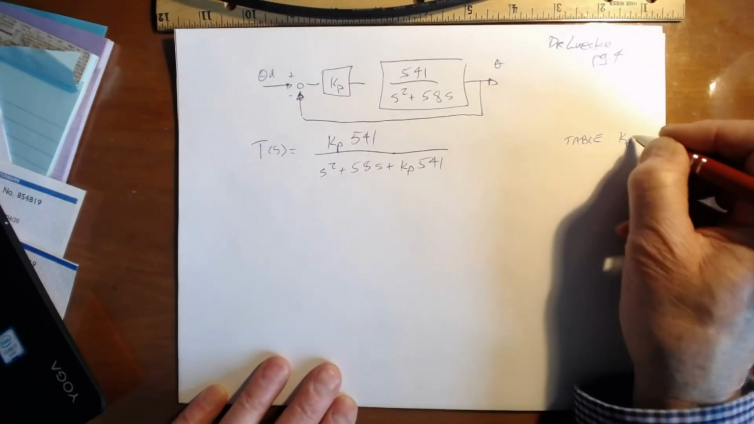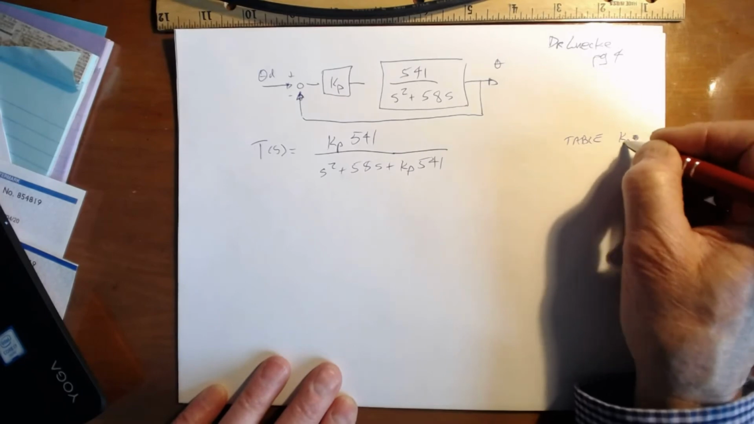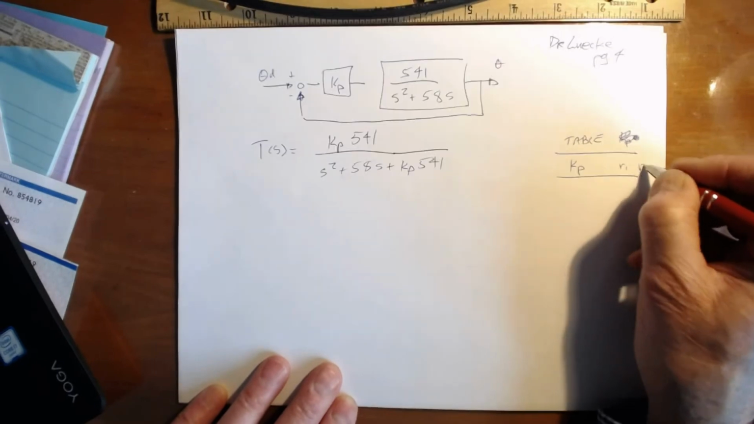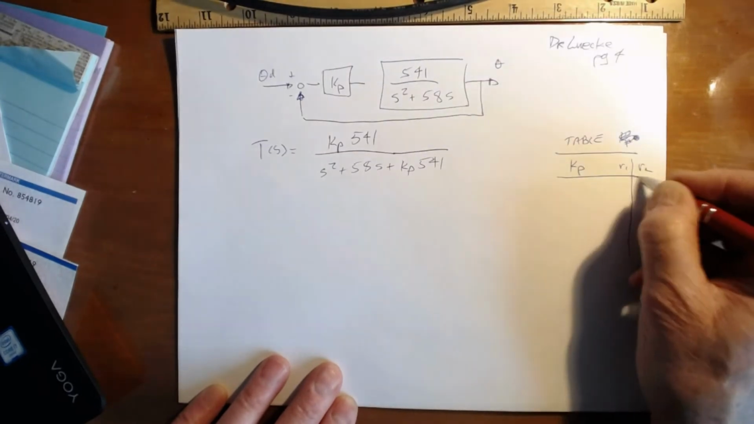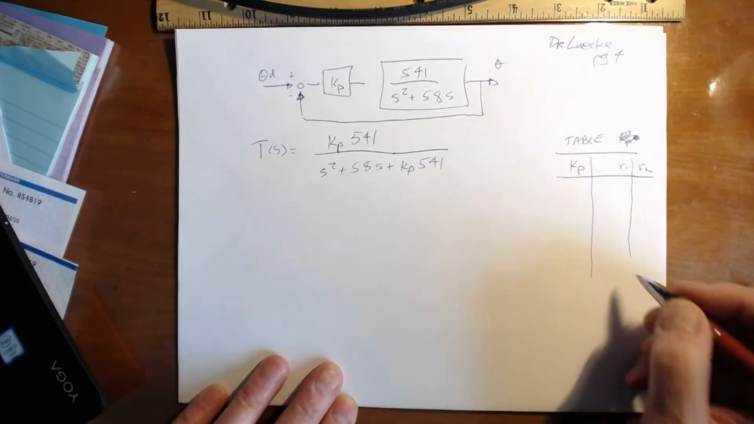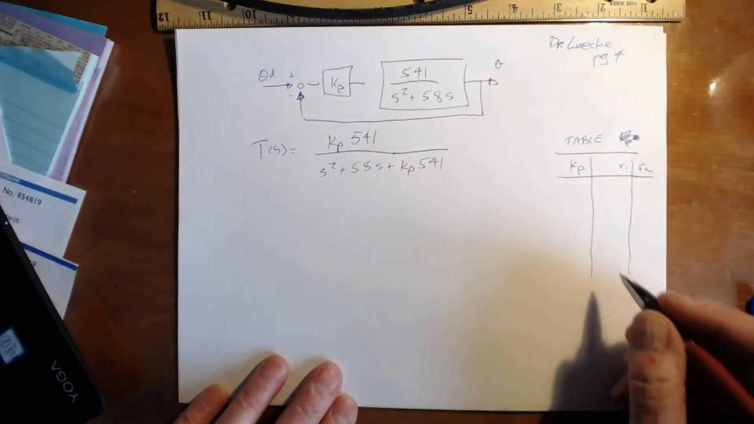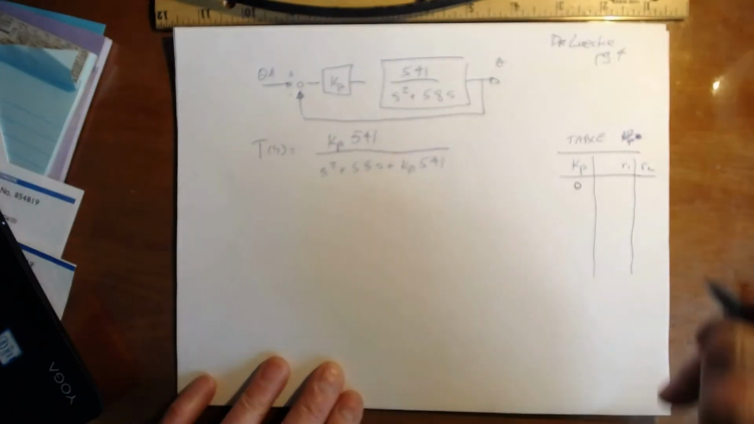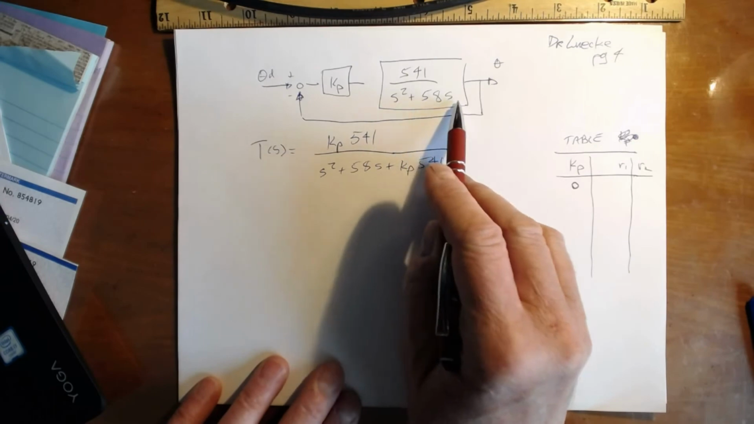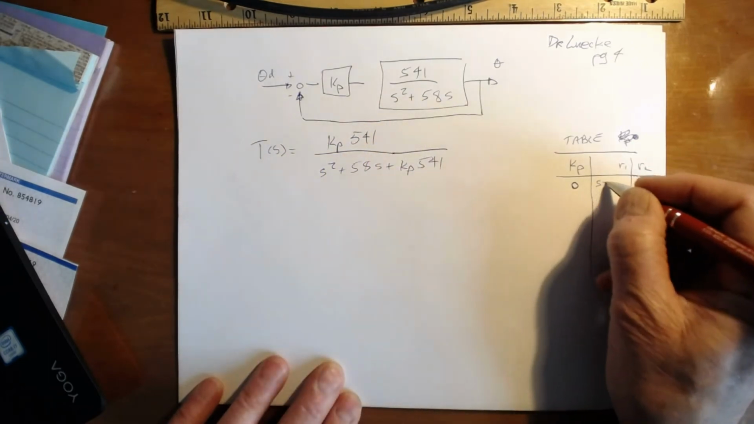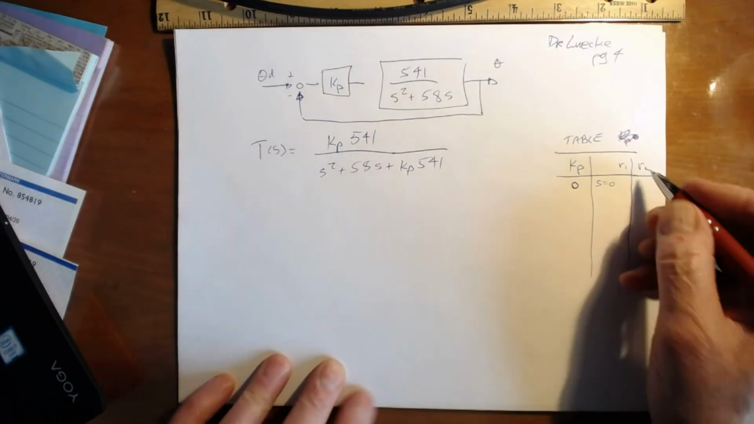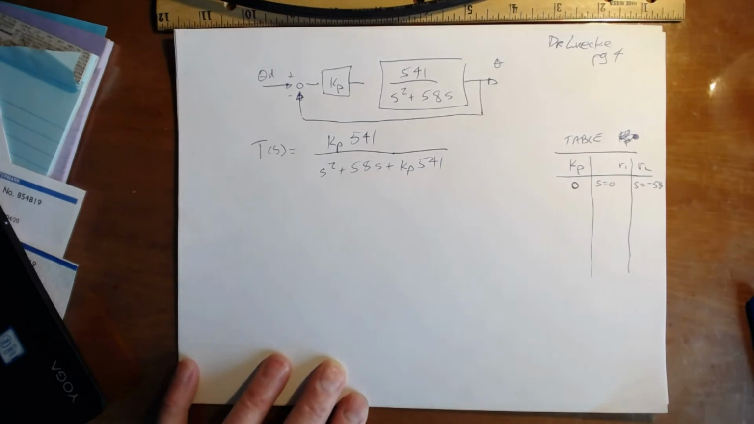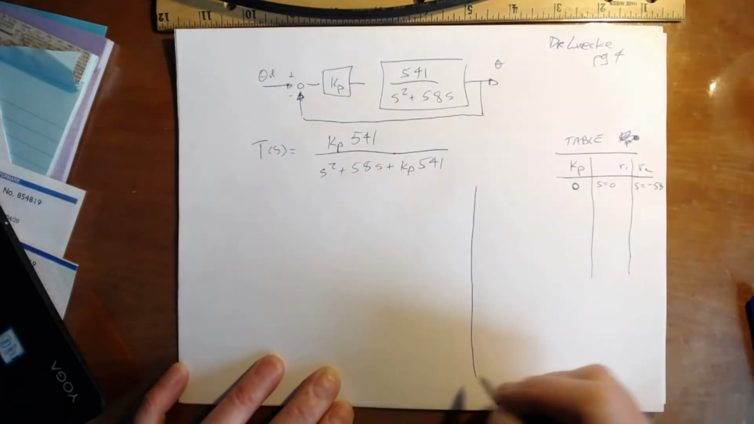Kp, R1, R2. Well, here's an interesting thing. I always like to pick the easy ones first. Let's make Kp equals 0. Guess what the roots are? One of them, you can see by inspection what that root is. S equals 0 and S equals minus 58. That's easy. You don't even have to do any MATLAB commands to find that one out.